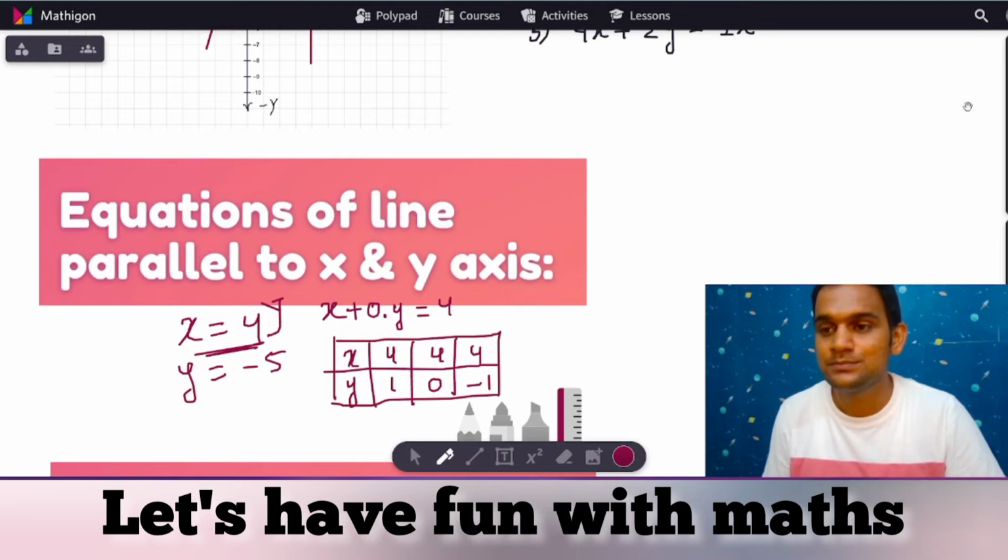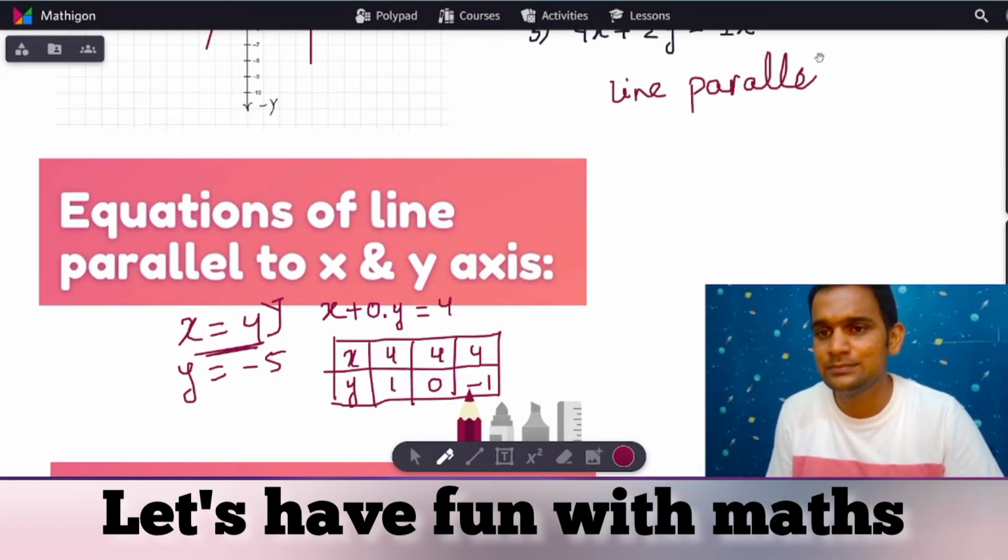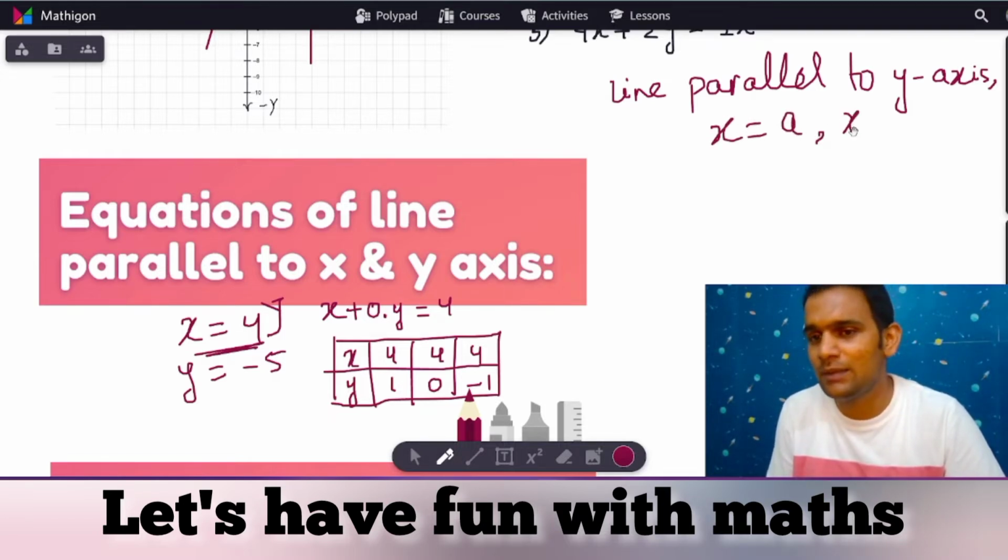Okay, so you can quickly make a note of that. A line parallel to y axis will have an equation of the form x equals a or x equals minus a. Both work, right? So for example, you can take once again x equals, suppose I have minus 6.